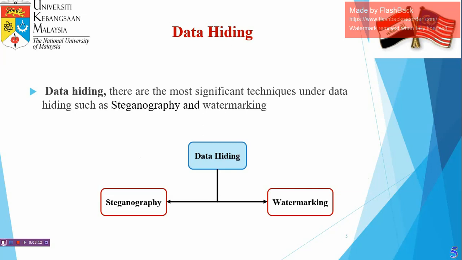Data hiding. There are significant techniques under data hiding, such as steganography and watermarking, as shown in this diagram. Data hiding has two disciplines, which are steganography and watermarking.